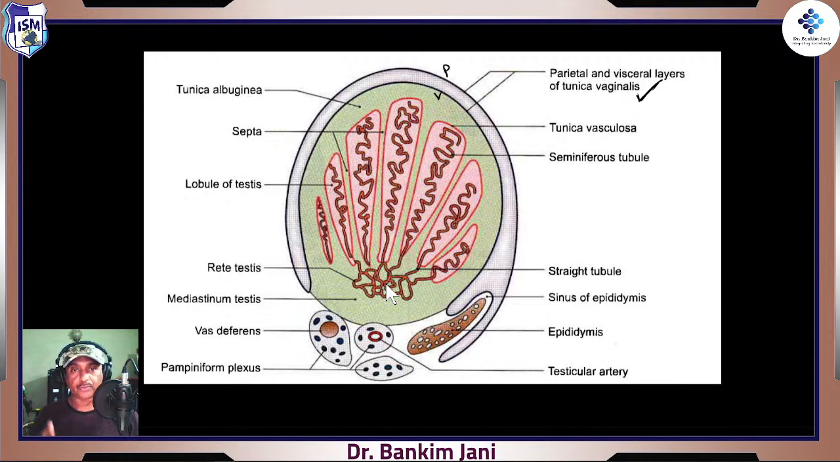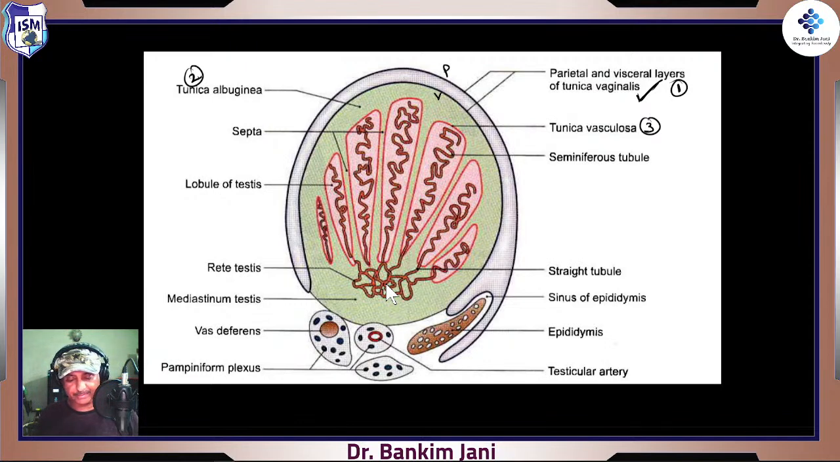Then comes the tunica albuginea, this tunica. We'll mark this as one, this as two, tunica albuginea, because it is white. And then internally, this is the tunica vasculosa. That's internal, right? Vasculosa, that is from the vessels.